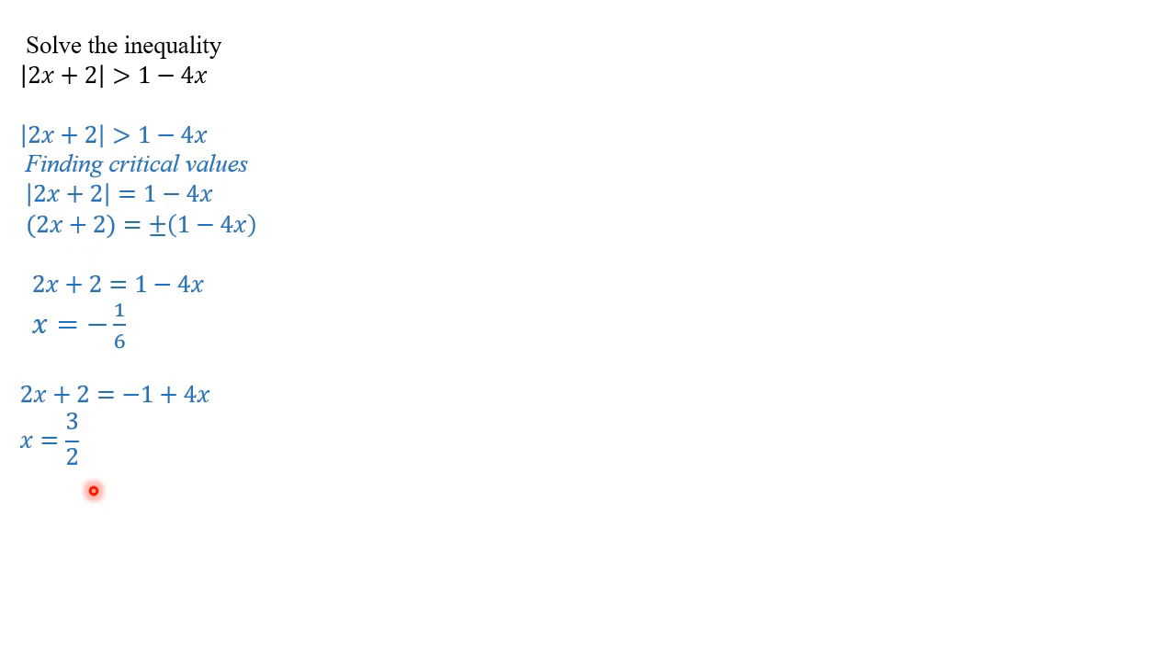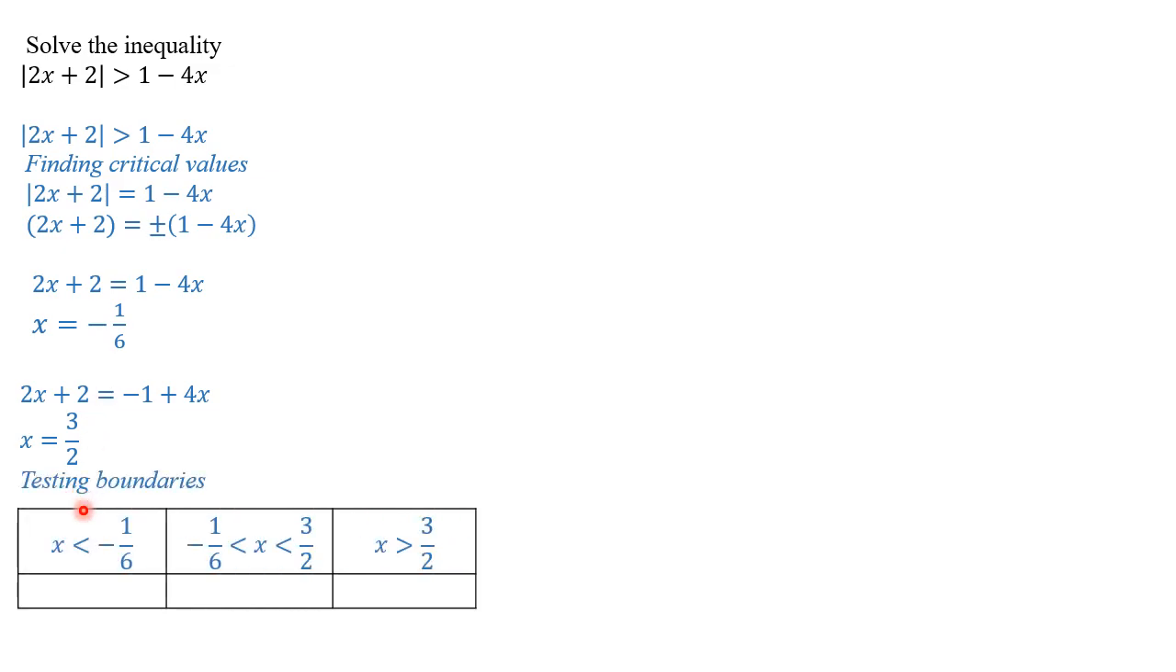The next thing is to put these critical values on the boundaries. You can see we have x less than minus 1 over 6 as the lower boundary. The next boundary is minus 1 over 6 less than x less than 3 over 2. The last one is x greater than 3 over 2. Now we need to test these regions to see which is the true region and which is the false one.